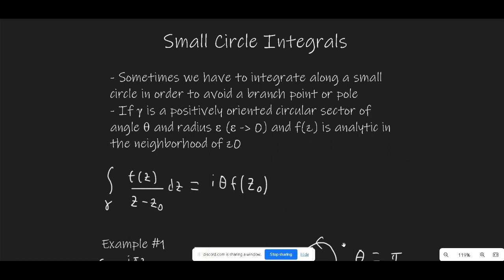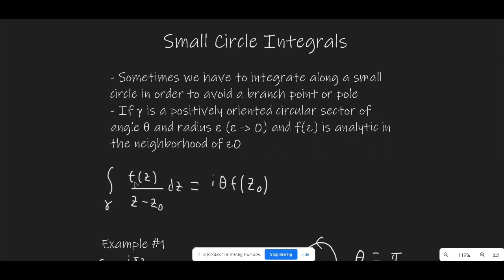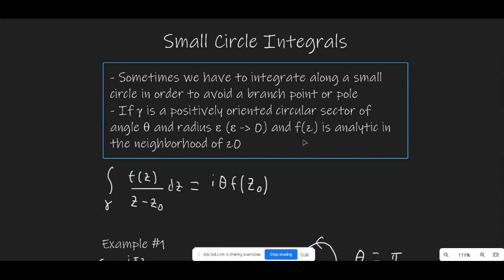here I have a formula that helps us if our point is a first order pole. So if gamma is a positively oriented, remember positively oriented means going in the counterclockwise direction, circular sector of angle theta and radius epsilon, remember epsilon is going to 0, and f of z is analytic in the neighborhood of z0, meaning f of z doesn't have any poles near z0, and by near I mean infinitesimally close, or branch points or branch cuts or anything like that, then the integral over gamma of f of z over z minus z0 dz is going to be i times theta times f of z0.